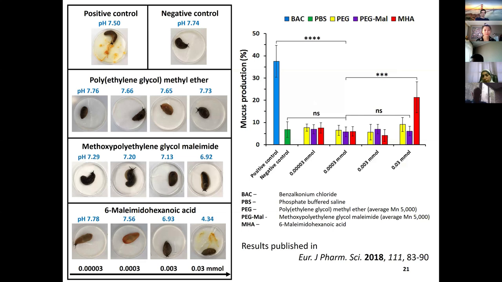And also we compared with the maleimide hexanoic acid, quite used in the EDC NHS modification of the polymers. And we can see that maleimide hexanoic acid is acidic in nature. First of all, it has an irritation effect on the slugs.